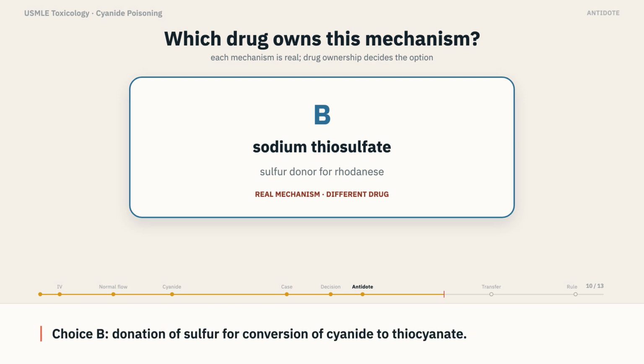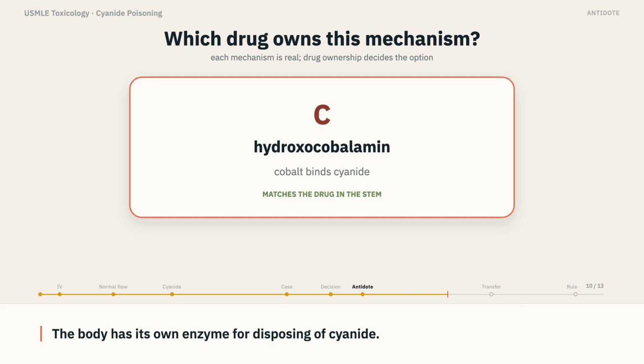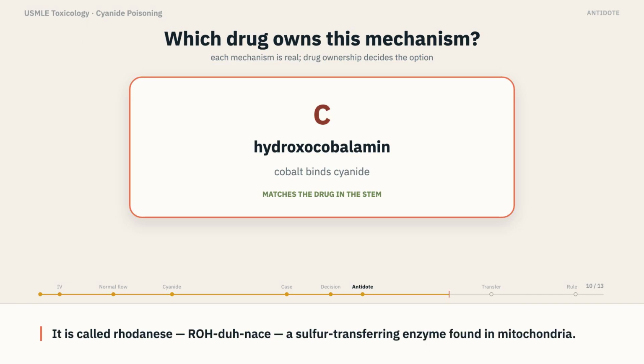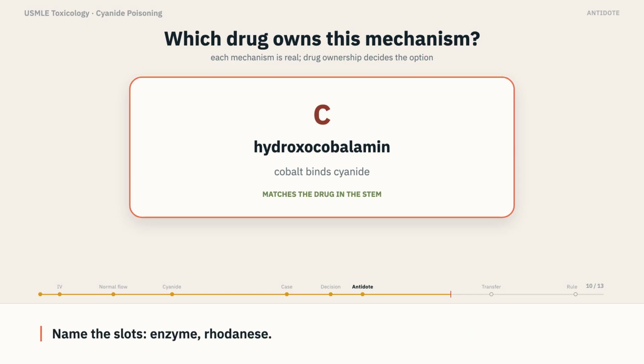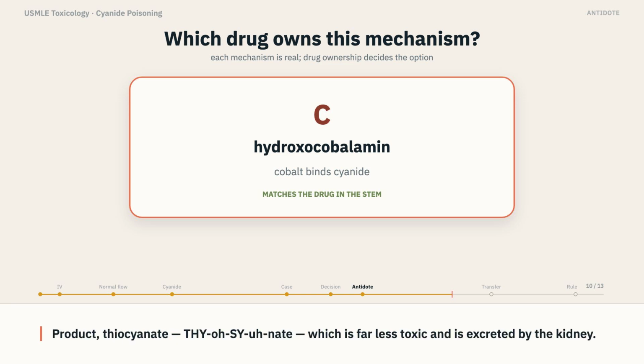Choice B. Donation of sulfur for conversion of cyanide to thiocyanate. Also a real cyanide antidote mechanism, and this one belongs to sodium thiosulfate. The body has its own enzyme for disposing of cyanide. It is called rhodanese, a sulfur-transferring enzyme found in mitochondria. Name the slots. Enzyme, rhodanese. Substrate, cyanide. Product, thiocyanate, which is far less toxic and is excreted by the kidney.